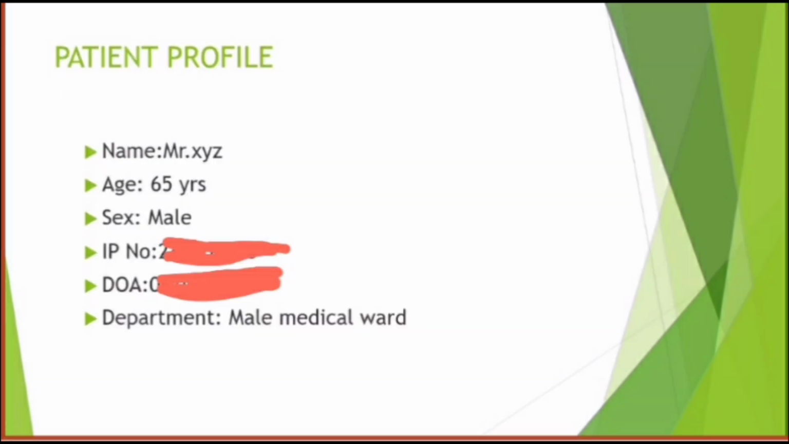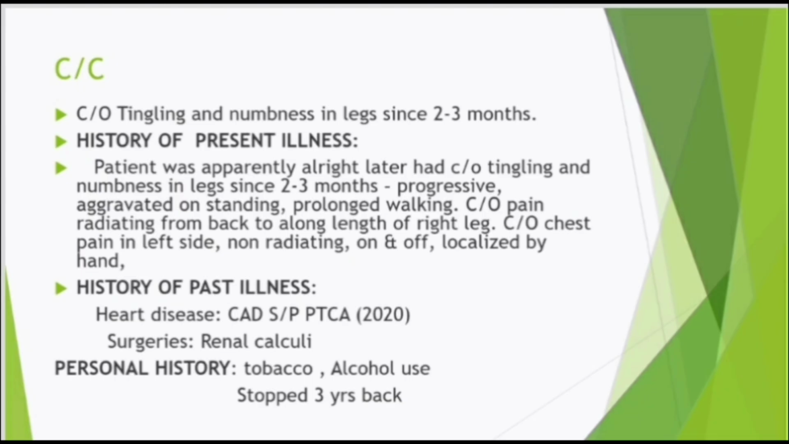I am presenting the case. Mr. XYZ, a 65 year old male patient, was admitted to the Department of Male Medical Ward. Chief complaint: complaints of tingling and numbness in legs since 2 or 3 months. History of present illness: patient was apparently alright, later had complaints of tingling and numbness in legs since 2 or 3 months, progressive, aggravated on standing and prolonged walking, with pain radiating from the back along the length of the right leg.